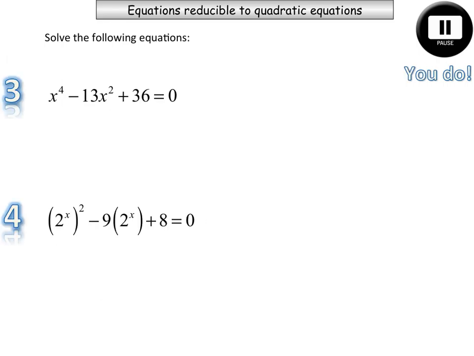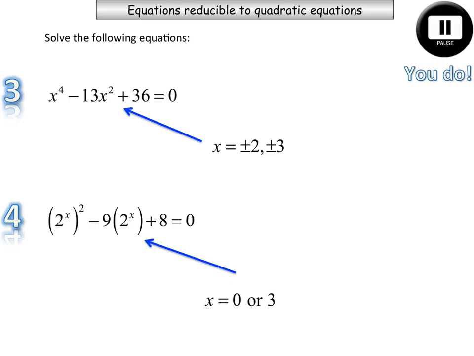Okay, pause the video, have a go at question 3 and question 4. We've had a look at two examples that are pretty close to question 3. Question 4 is a little bit different. Have a go at that. If you have any issues, write your questions down and ask the teacher.